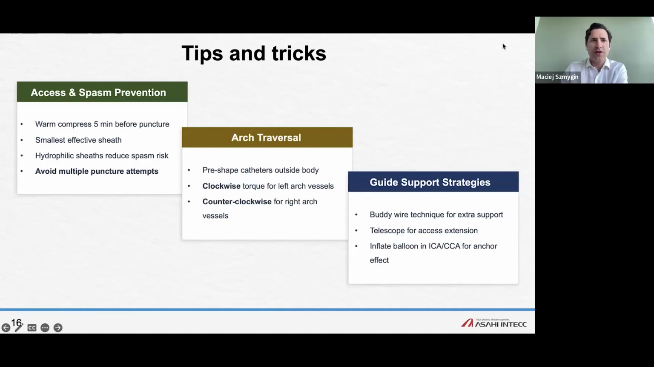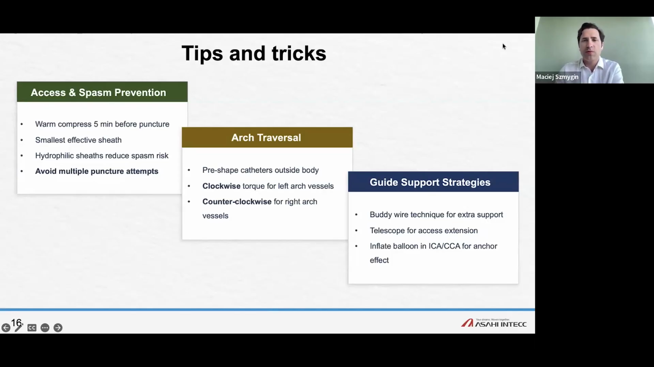So here are a few tips and tricks. First, we sometimes recommend to warm the puncture site, especially in young female patients or smokers who tend to have big vasospasm. So we can warm the area before the puncture. Of course, it's always good to start with the smallest effective sheaths, not to go inside the big ones. Hydrophilic sheaths, and of course, avoid multiple punctures. That's why we always advise to use ultrasound, one or two attempts.